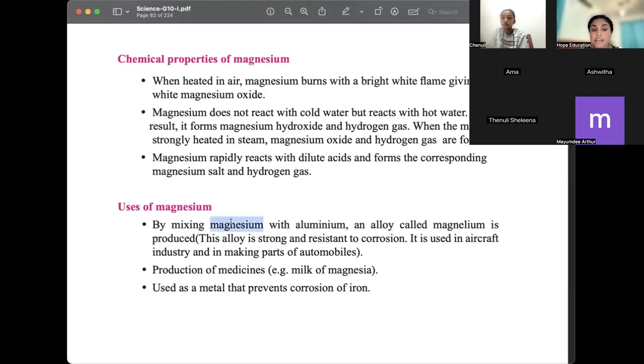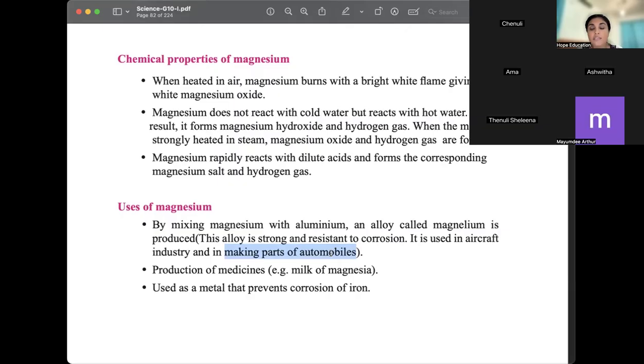So here we are mixing magnesium and aluminium. The alloy that is formed is called magnalium, and we use it in the aircraft industry and also to make parts in automobiles. Why? Metals usually rust, no? Not only iron, any metal rusts. It is subjected to rusting, or we say corrosion, right? So let's say you are using a metal in an aircraft. And what if it gets corroded? If the metal used in a plane corrodes, it's a huge problem, right?